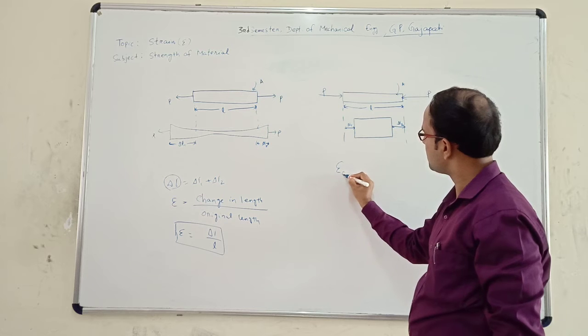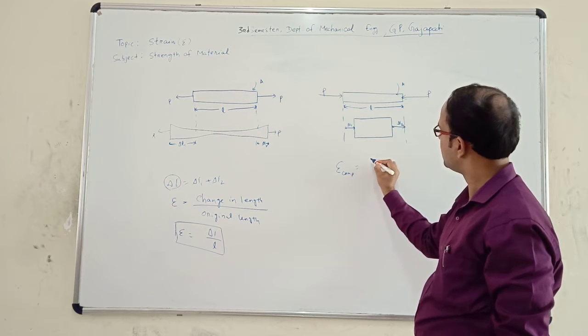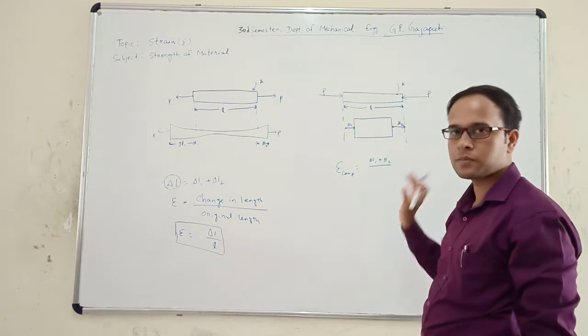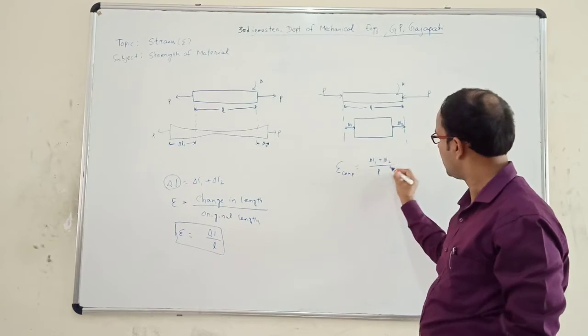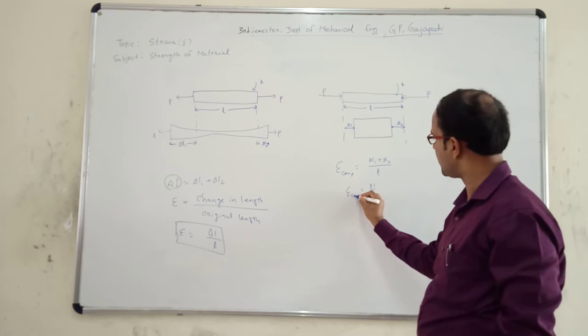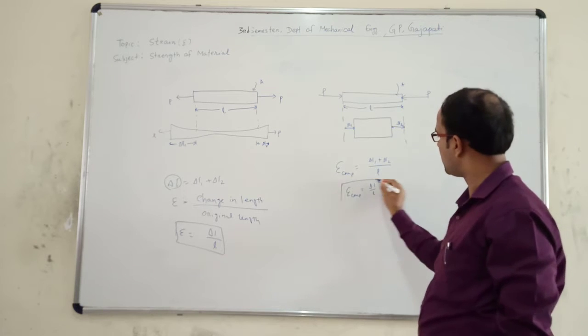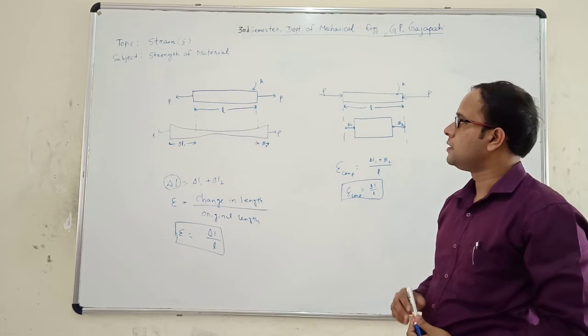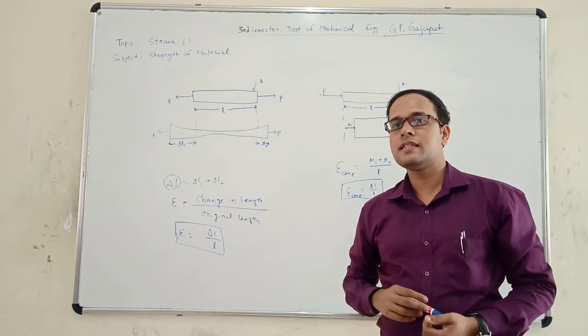So what is compressive strain? Change in length, delta L1 plus delta L2, by the original length of the body L. Let this be delta L by L. So this is compressive strain. Similarly, we can find out shear strain.